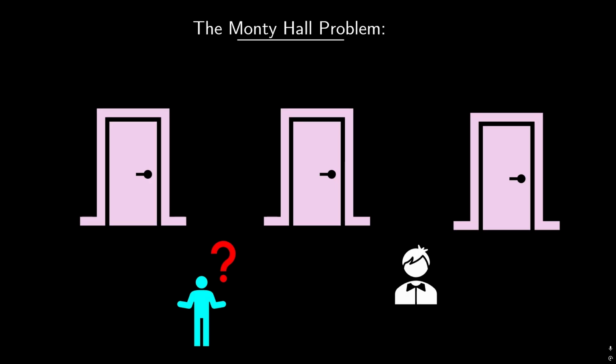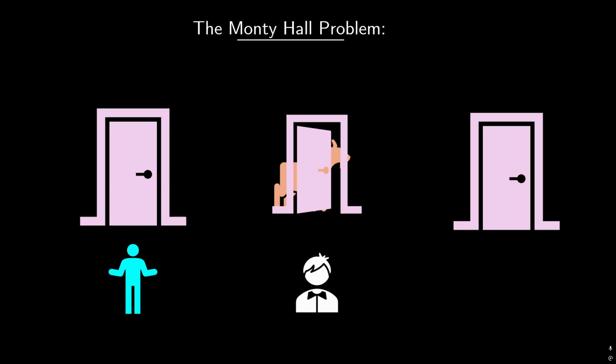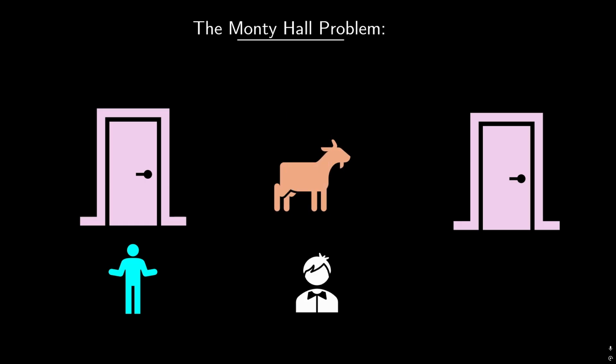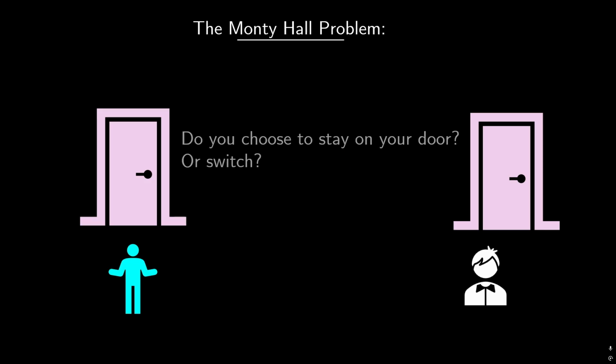But the game is a little more complicated than this. What's going to happen is that after you pick a door, let's say door number 1, the host of the TV show is going to pick one of the 2 remaining doors that you did not pick and reveal the one that has a goat behind it. So let's say this is the middle door. Okay, so based on this information, you have 2 doors remaining and the host is going to offer you an option. Do you choose to stay on your door or should you switch?